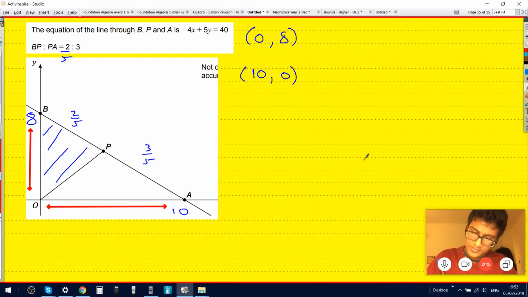Y equals minus 4 over 5x plus 8, and then... Well, what type of shape do you have? A right-angled triangle. Oh yeah, I should have seen that. So that you can get this length of BA.